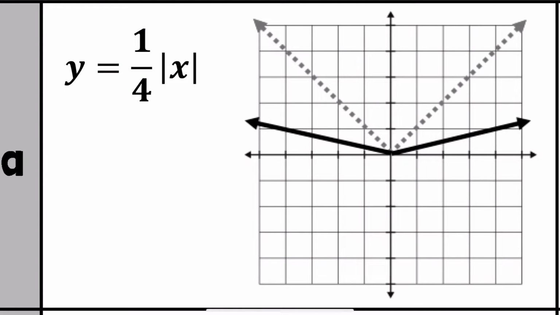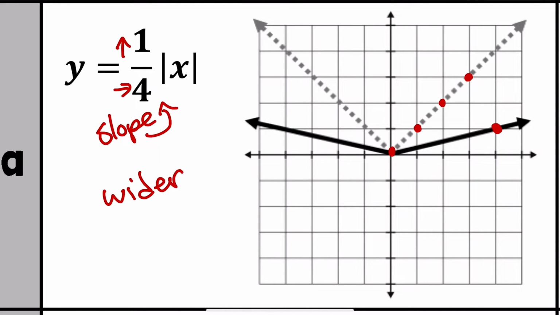So let's see. In our parent function, the slope was 1 over 1. Okay. Well, in the other one, it's going to be up 1 over 4, it looks like. Well, that's up 1 over 4. So that is our slope. And it kind of opened up to be pretty wide. So I'm going to say that's the slope. And it got wider. That is what I'm noticing, is that it opened up more.